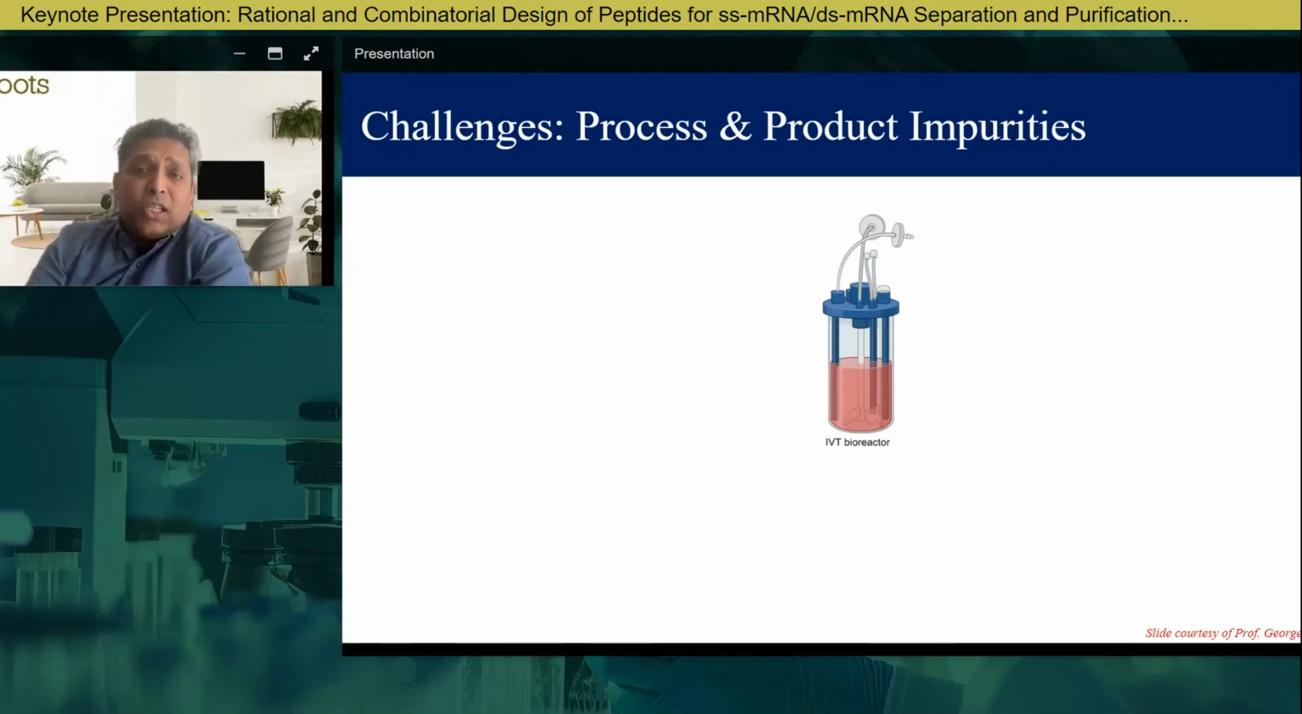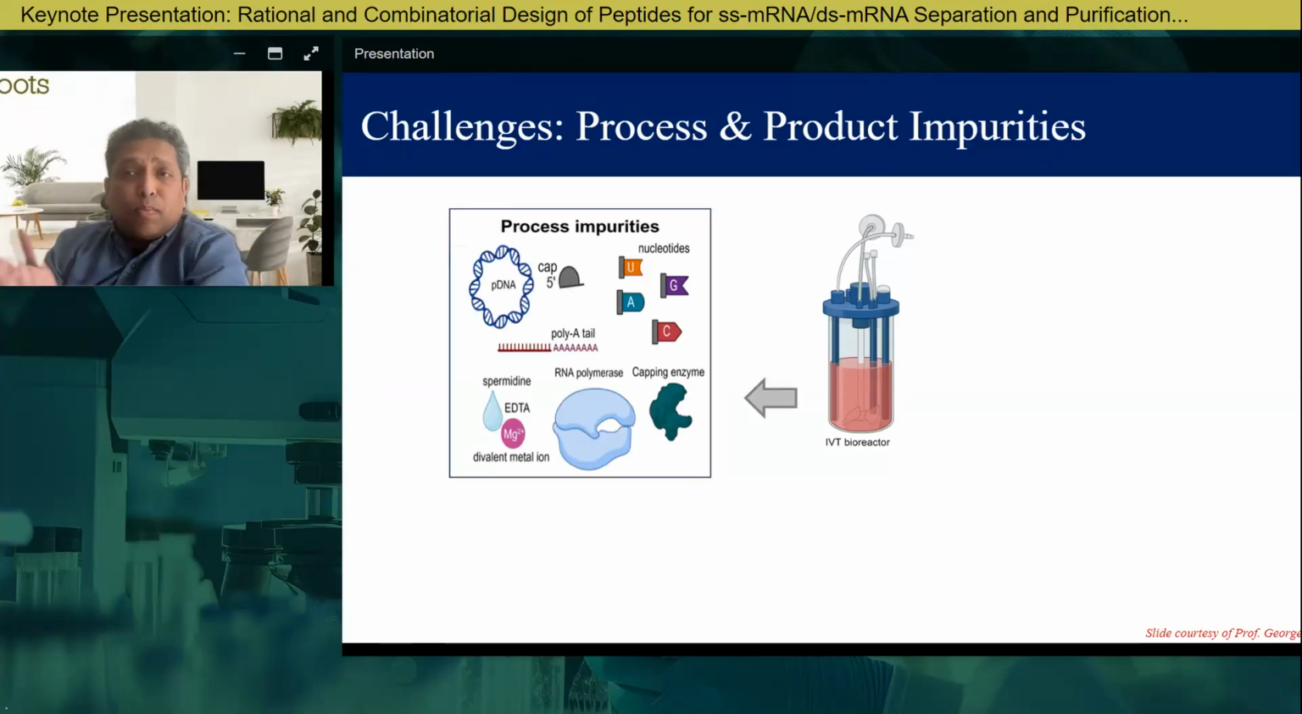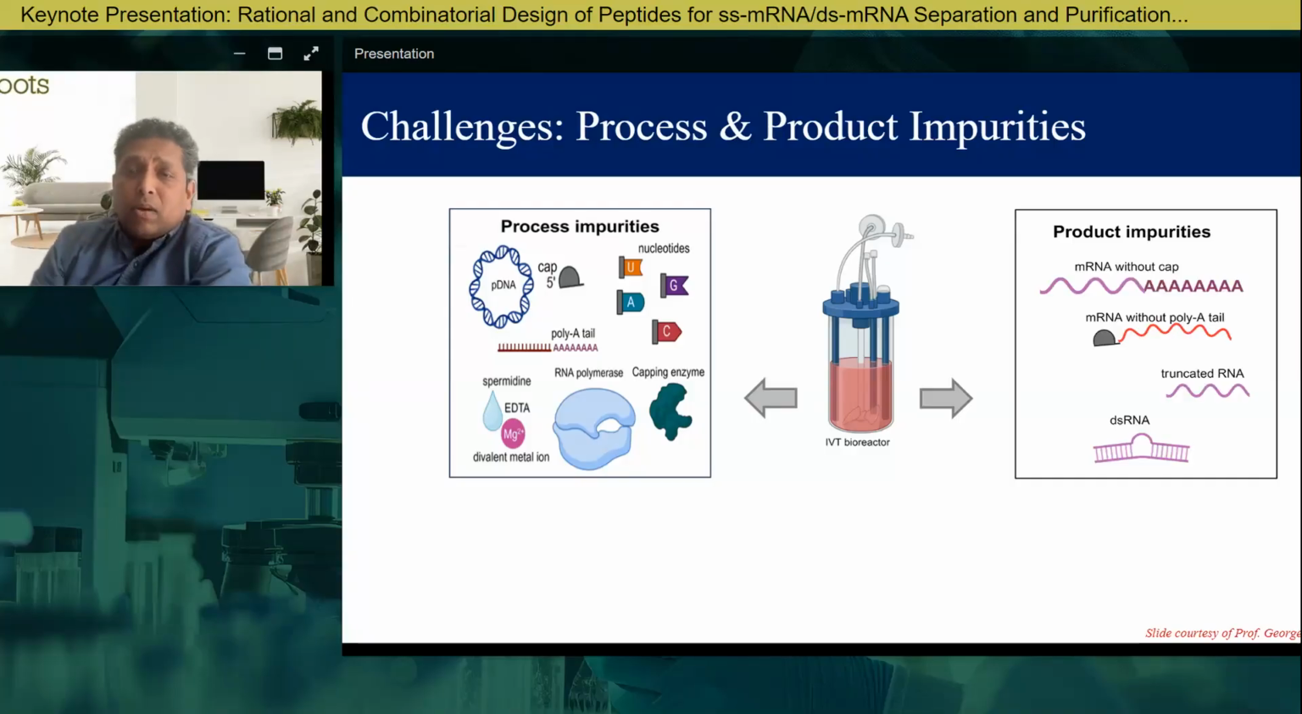There are two kinds of challenges. One that is process related. So there are process related impurities that you have to deal with when you're making mRNA in an IVT process. But then there are also product related impurities. The product has its own sort of physicochemical characteristics. There are variants, product variants that have to be addressed.